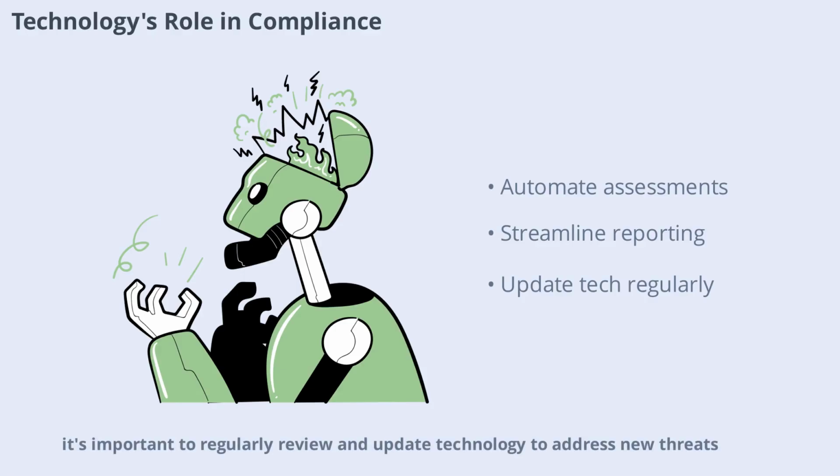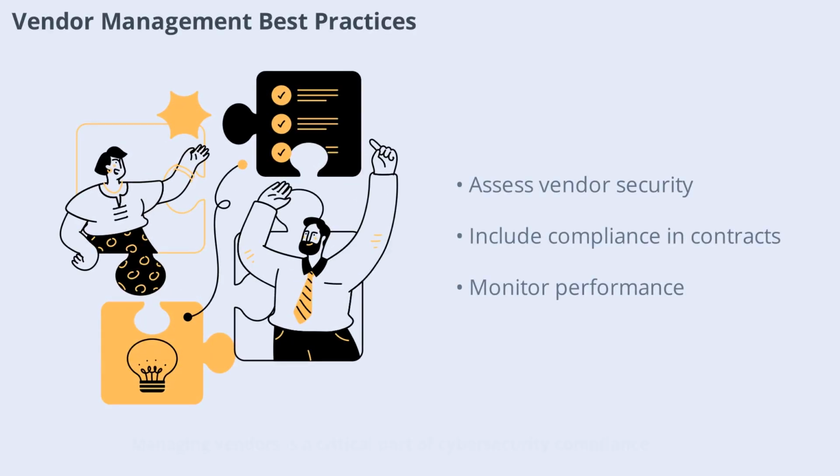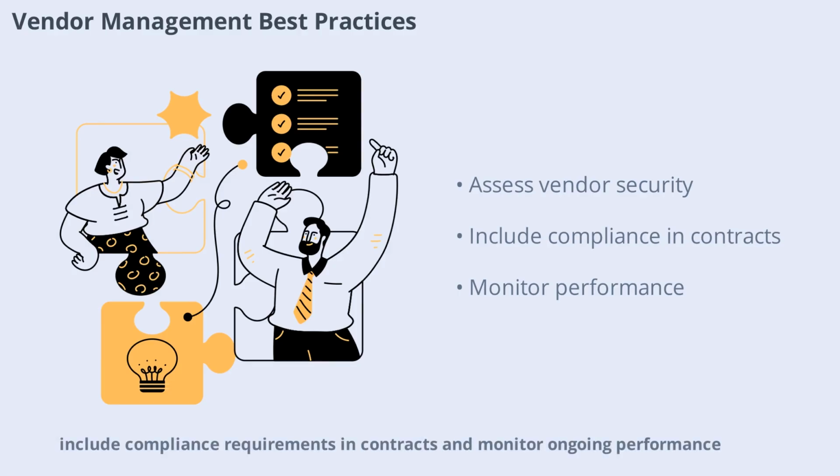However, it's important to regularly review and update technology to address new threats. Next, let's discuss the importance of vendor management in compliance. Managing vendors is a critical part of cybersecurity compliance. Organizations must assess the security practices of their vendors, include compliance requirements in contracts, and monitor ongoing performance. Regular reviews and audits help ensure that vendors meet regulatory standards. Effective vendor management reduces the risk of third-party breaches and supports overall compliance efforts.